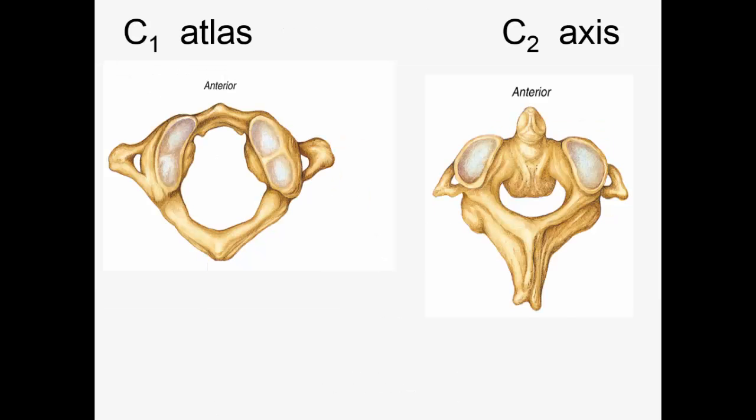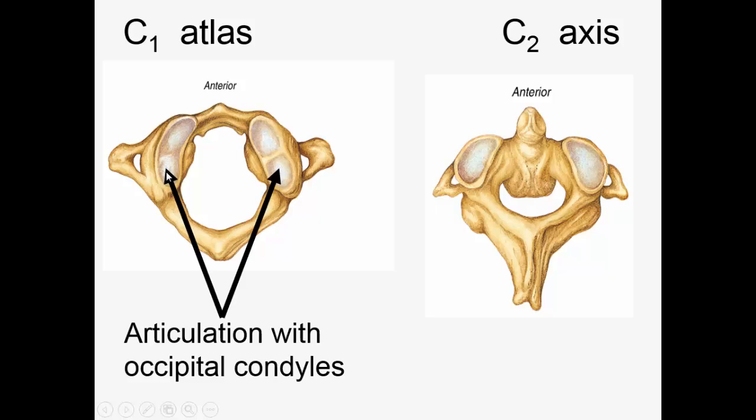2 of the cervical vertebrae have special shapes, and you need to know the names of these 2 vertebrae. C1 is known as the atlas, and C2 is known as the axis. The atlas is going to directly articulate with the occipital bone. So this is where the occipital condyles will articulate with the atlas. When the skull moves on these, you get to nod your head.